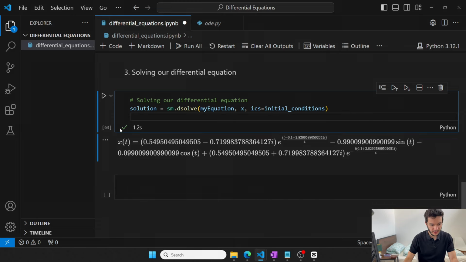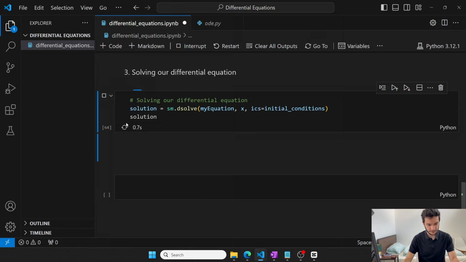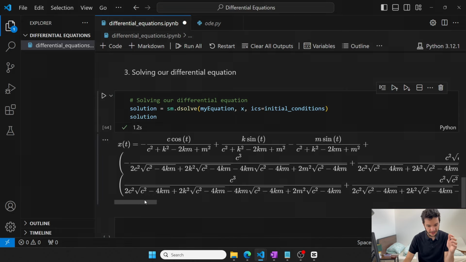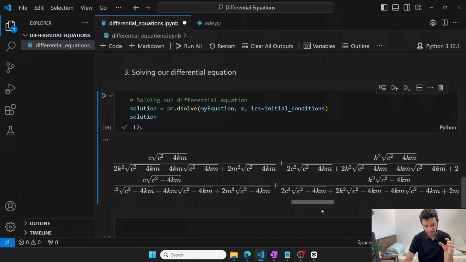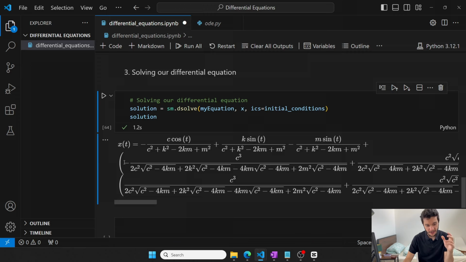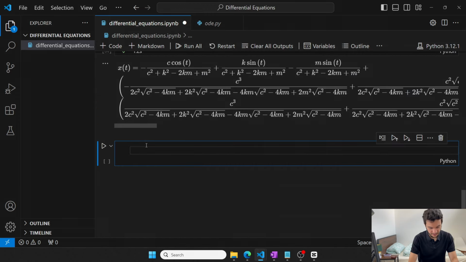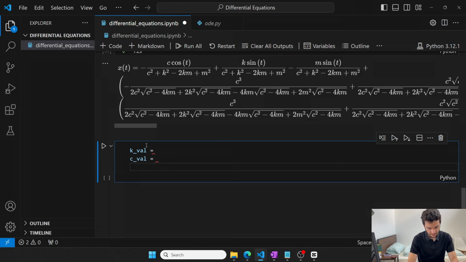Okay, so let's say our generic solution will be this one. It is a very long solution since we are only dealing with symbolic expressions. You can see here. Now, what you can do is, for example, say that k_val is equal to something, and then c_val, then m_val. This you can input.